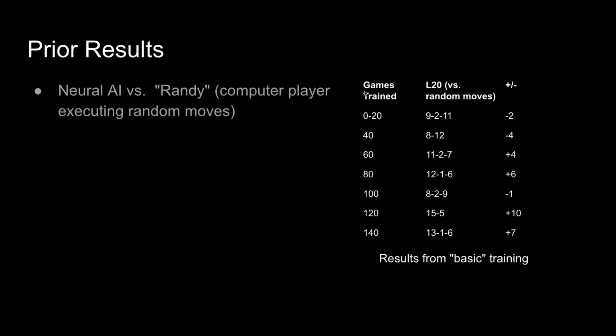So these are the results that I got previously. You can see the number of games I trained, the win loss record, with ties in the middle here, and the win loss plus minus. So you can see maybe at the end the network might have been really getting somewhere. It kind of looks like it.